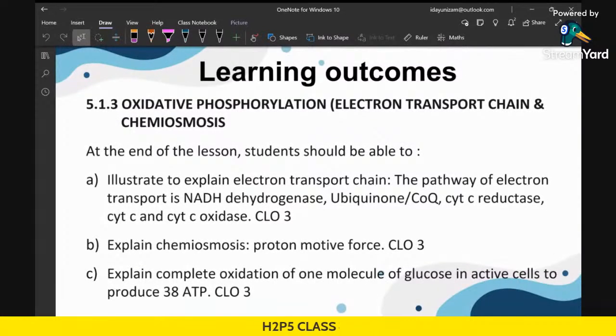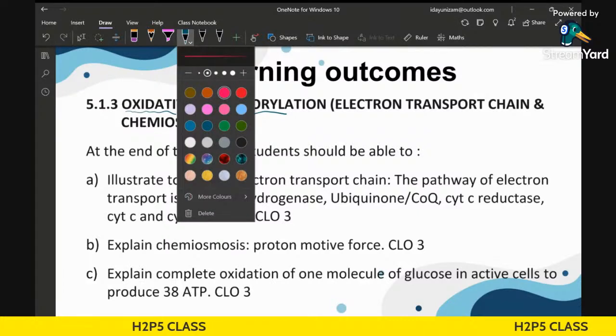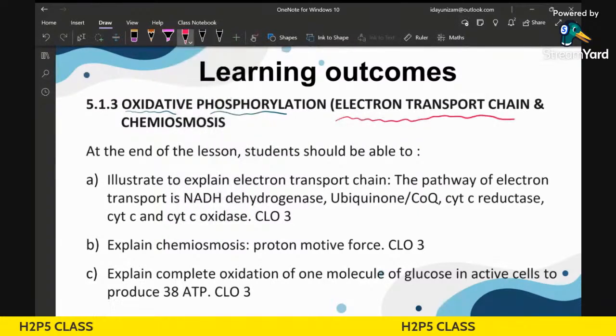Okay, when teacher mentions the term oxidative phosphorylation, automatically it will involve 2 processes. So what are the 2 processes, class? The 2 processes are electron transport chain, which can also be known sometimes as ETC, class, electron transport chain, ETC. Okay, and also chemiosmosis.